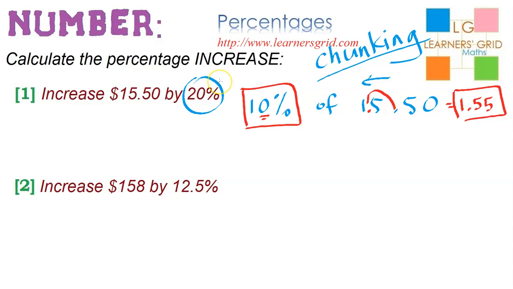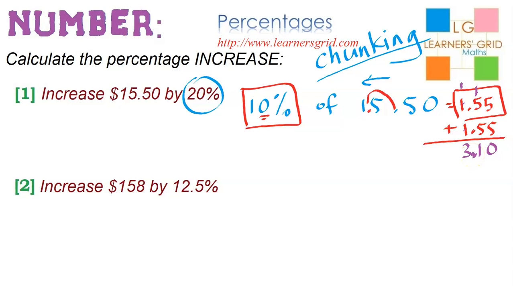How many percent do I need? I need 20. So I just need to double 1.55. So 1.55 plus 1.55. Let's add those two together. And what do I get? 5 and 5 is 10. Carry that 1. 5 and 5 is 10, plus 1 is 11. And then we got 1, 2, 3. And I've got my decimal point. So there you go. I already know now that 20% of 15.50 is 3.10.